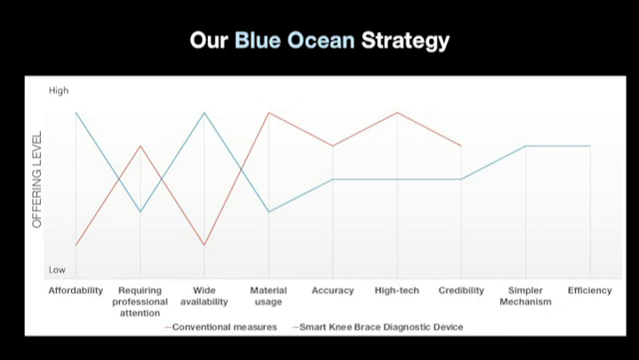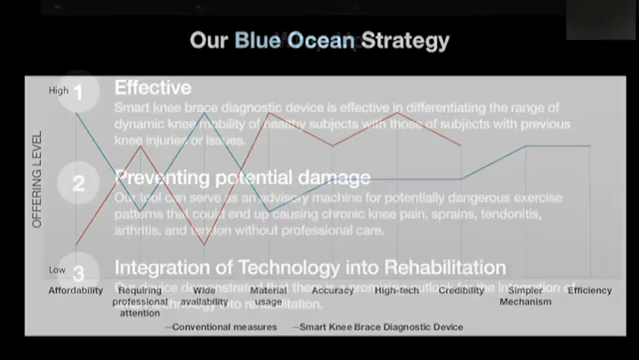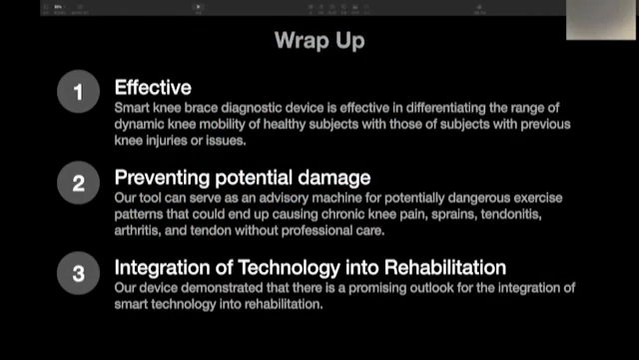Our newly developed device, the smart knee brace diagnostic device, shows disadvantages in accuracy, high-tech, and credibility. However, it shows to have overwhelming advantages regarding other figures including affordability, availability, and etc. The smart knee brace diagnostic device is effective in differentiating the range of dynamic knee mobility of healthy subjects from those of subjects with previous knee injuries or issues.